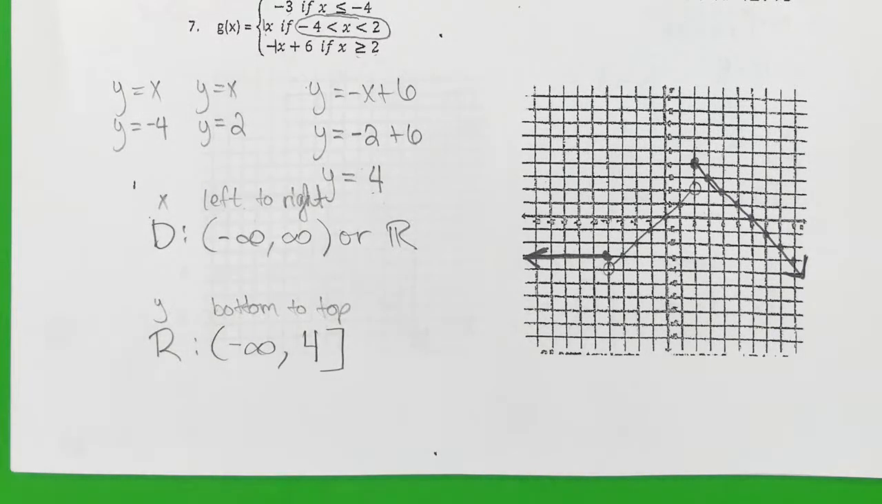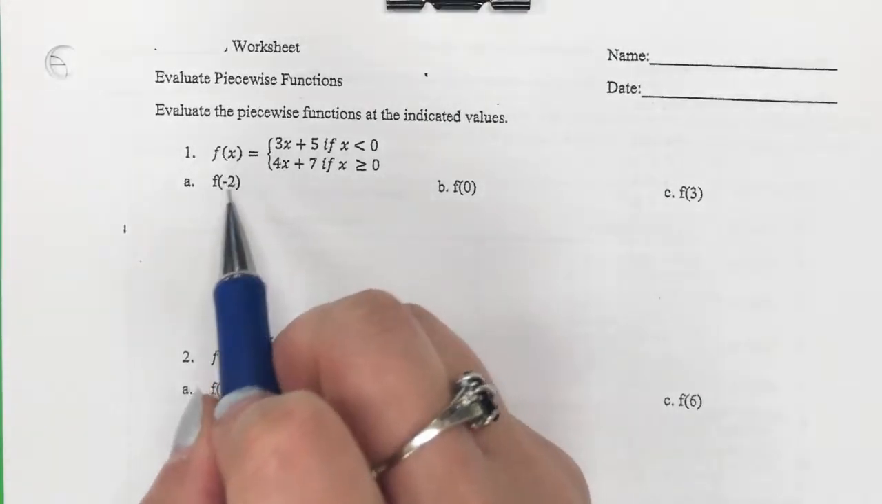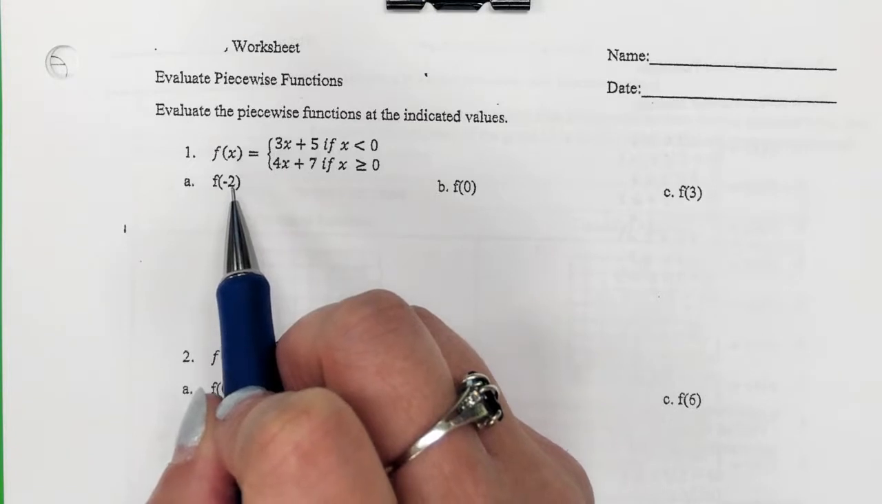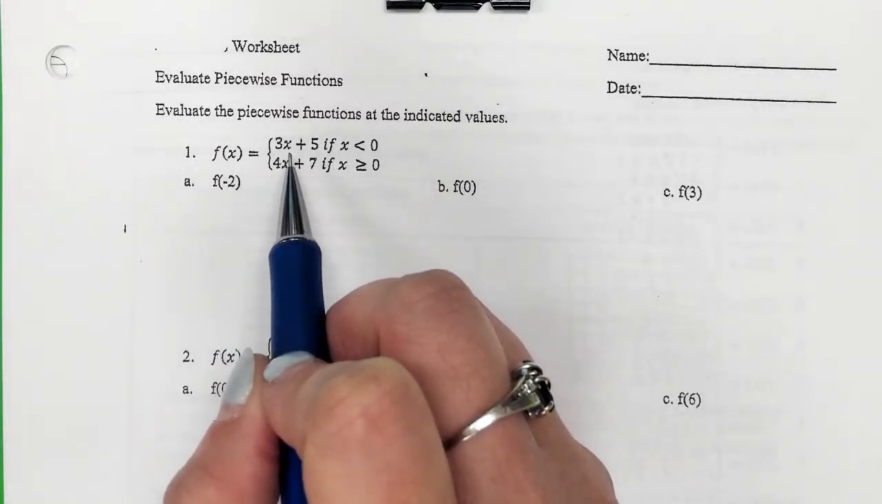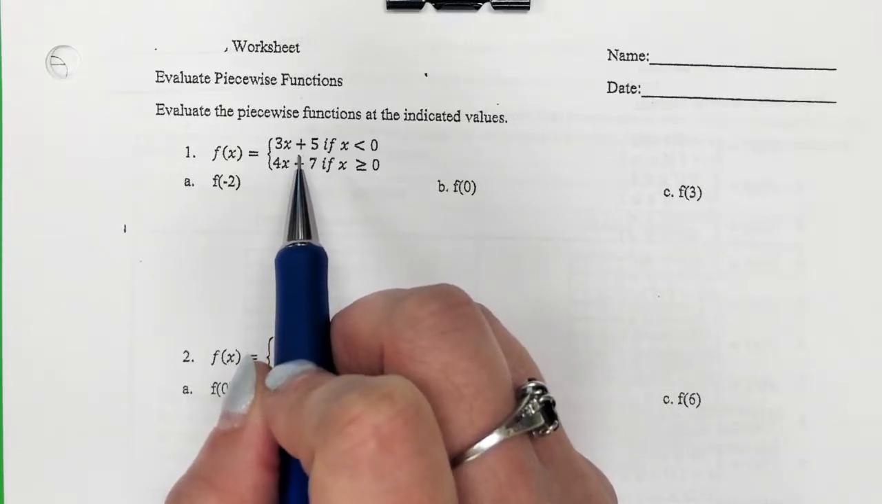All right, so you have about 5 minutes to start on your homework. Your homework is page 23. It looks like a lot, but it's really not. A lot of you could probably do it in your head. This is what we started off with. Remember, you just picked one. -2. Which one's -2 go with? The top one or the bottom one? It's going with the top one. So you're going to do 3 times -2 plus 5. Y'all okay? That's it. I know it looks like a lot, but it's really not.